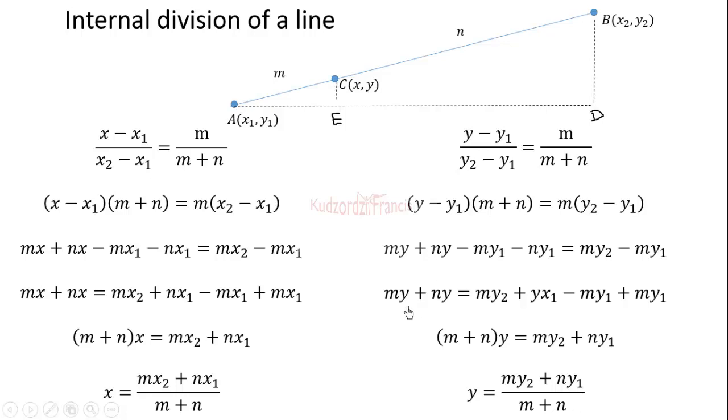When we simplify, this is what we are getting for the coordinates of x and y. So we can use this to calculate the coordinate of C along any point on this line. It could be the midpoint, and we'll still get the same. We'll get the coordinates of the point x, y. So let's take an example.